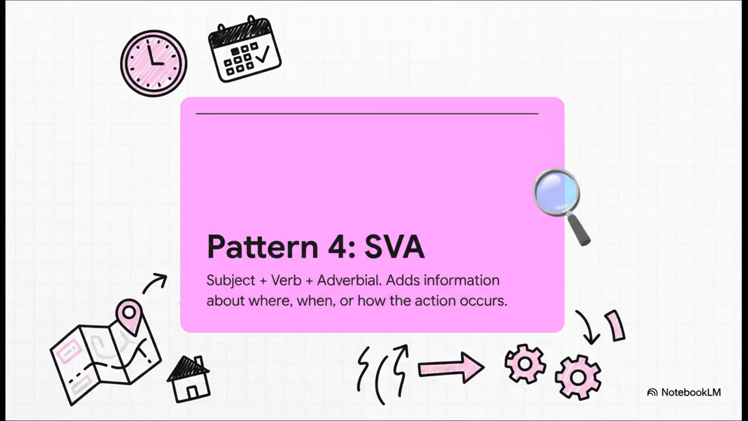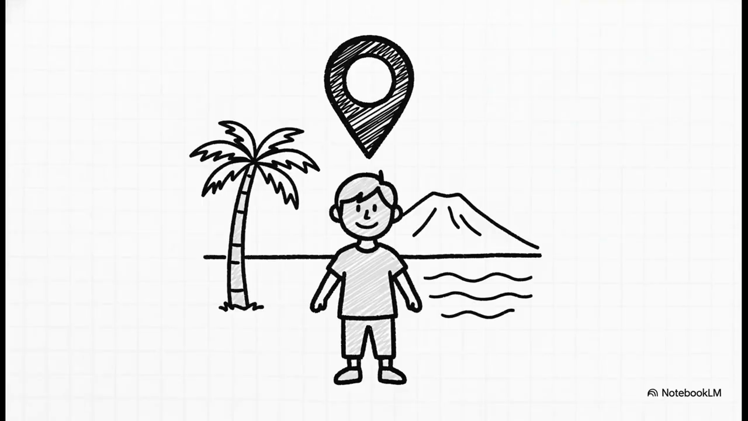Moving on to pattern 4, SVA. That A stands for adverbial, and this framework is all about adding context. It tells us where, when, or how the action of the verb is happening. It really grounds the sentence in a time or a place. Here's a perfect example. She lives in Hawaii. The phrase in Hawaii is the adverbial part. It's not receiving an action. It's just telling us where she lives. It completes the idea of the verb.